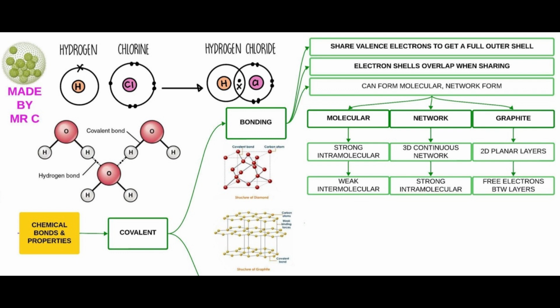When they're molecular, they have strong intramolecular bonds but weak intermolecular bonds. Networks are 3D and have strong intramolecular bonds. Graphite, on the other hand, is 2D planar layers, which means it's flat. The nature of the carbon bonding in graphite means that there are free electrons between the layers. Here we have a diagram showing the difference between a 3D network and a 2D planar structure. We also have a diagram showing the difference between a covalent bond, which is an intramolecular bond, and a hydrogen bond, which is an intermolecular bond.